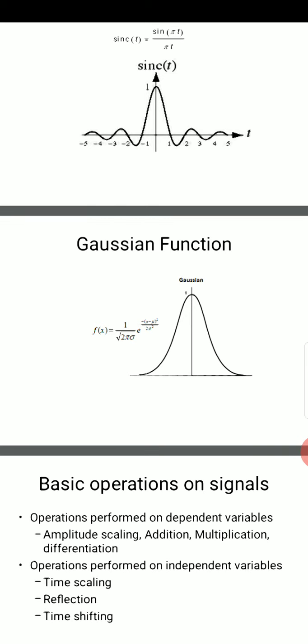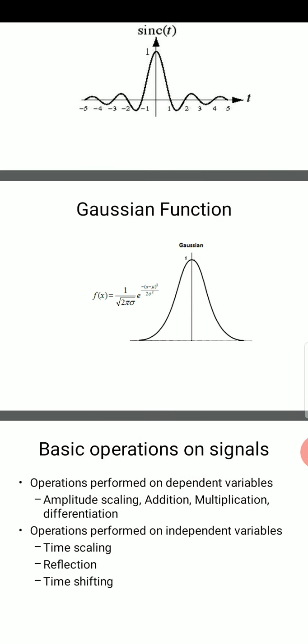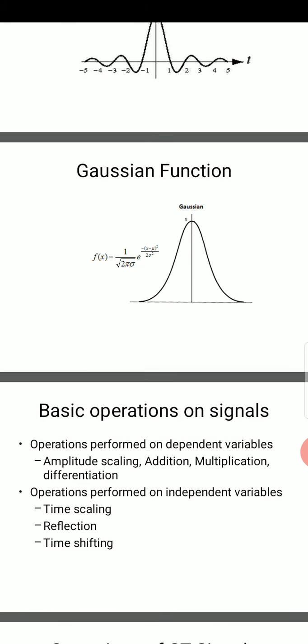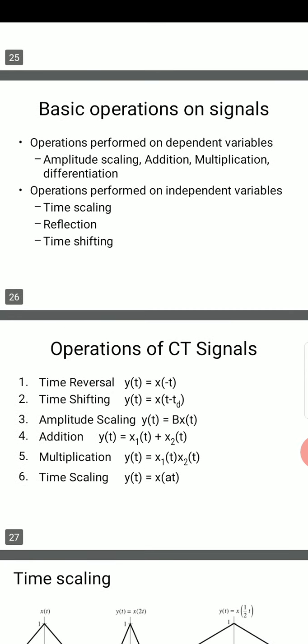That is a Gaussian. Basic operations on signals: operations performed on the dependent variable are amplitude scaling, addition, multiplication, and differentiation. Operations performed on the independent variable are time scaling, reflection, and time shifting. Operations on a continuous-time signal: time reversal. What is time reversal? y(t) = x(-t).